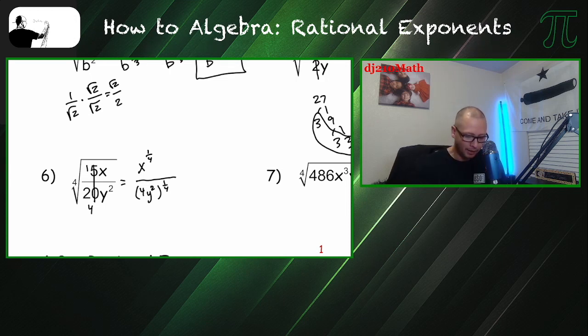So a couple thoughts. There are a couple ways of doing this. What would be the most efficient? If we multiplied the denominator by 4y squared to the 3/4, we could do this, but I feel like there's a better way.